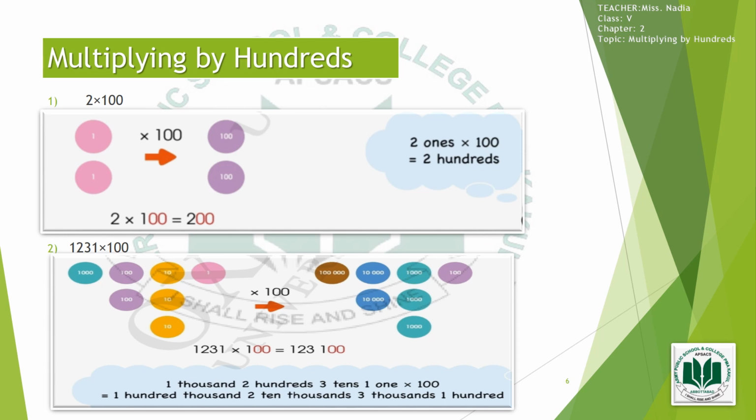1231 is multiplied by 100. Here we have 1 ones, 3 tens, 2 hundreds and 1000. Each digit moves 2 places to the left. That is 1 ones become 100, 3 tens become 3000, 200 become 10,000 and 1000 becomes 100,000. In ones and tens place we will put 0. That is 00 at the end of the number. So the answer is 123,100.